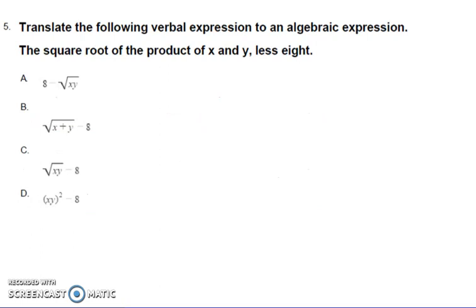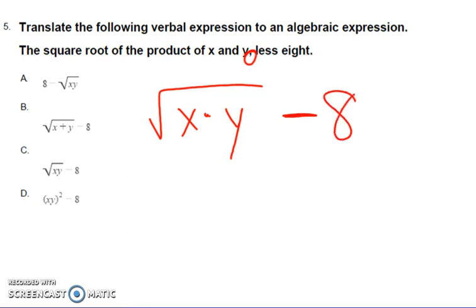Translate the following verbal expression into an algebraic expression. So, the square root of, so I'm going to draw my square root symbol. The product, which means we're multiplying, of x and y, that comma again tells me we're coming out of the square root symbol, less 8. In this case, we don't have the word than, so we're just subtracting 8. We don't need to change the order. It does not have the word than.